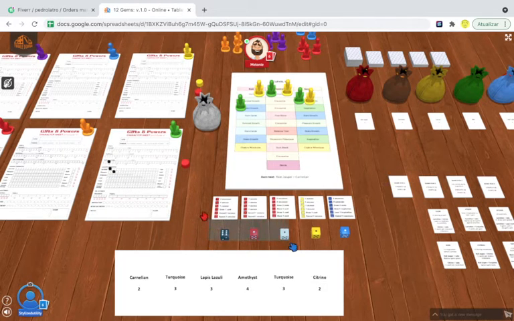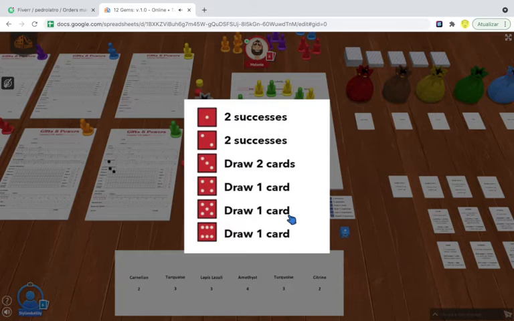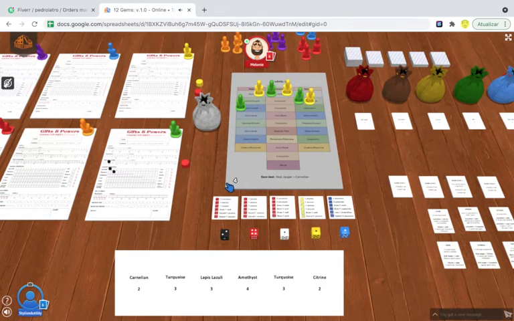I'll roll for you because I got the hang of it. Okay. So you have one, two, three, four successes total. Okay.